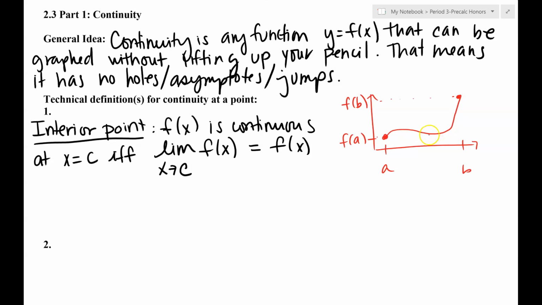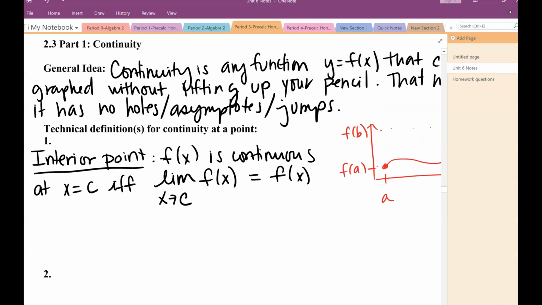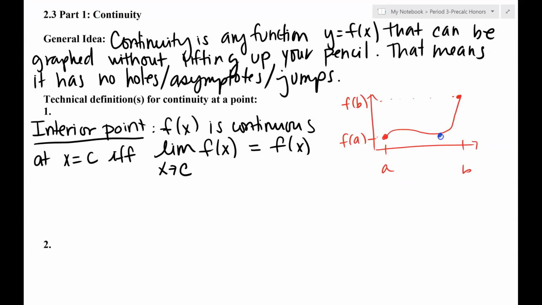Now, C is an interior point, meaning it's somewhere in between A and B. Let's pick this location, so here's C, and this is f of C. The limit as x approaches c of your function, which is in red, should be equal to the algebra value f of c. So that's when you know the interior point is continuous.